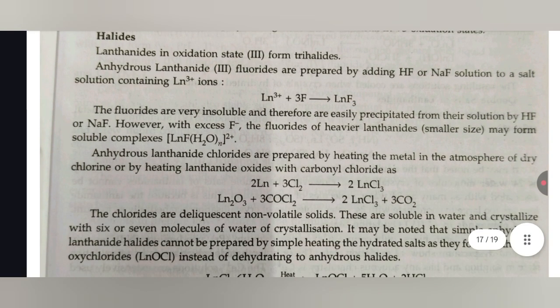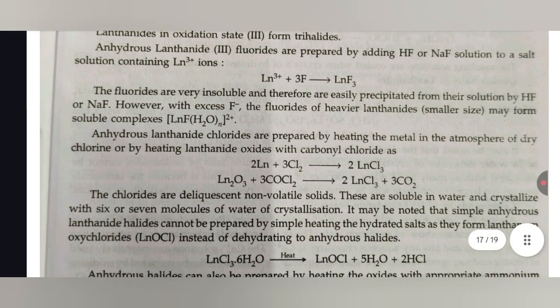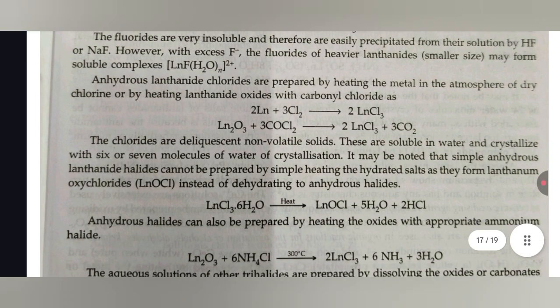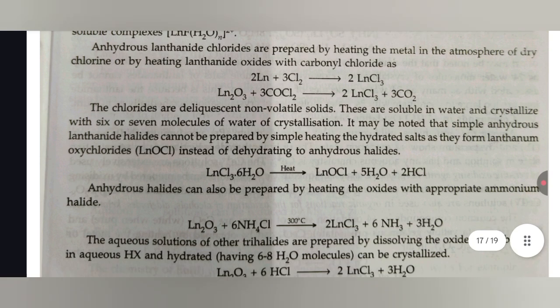Halides. Lanthanides in the oxidation state +3 form trihalides. Anhydrous lanthanide fluorides are prepared by adding HF or NaF solution to the salt solution containing Ln3+ ion. The fluorides are very insoluble and therefore are easily precipitated from their solution by HF or NaF. However, with excess F-, the fluorides of heavier lanthanides may form soluble complexes.